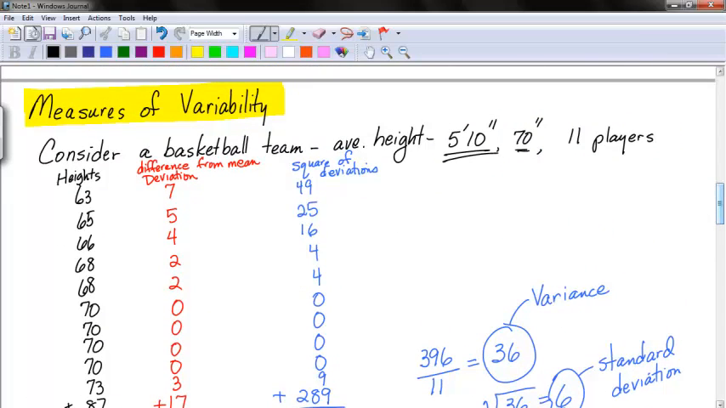Okay, type in the 63 and enter. 65, 66, 68, 68, then you have 4 70s. Okay, and then we have a 73 and an 87. Whoops, I made an error. 73 and an 87. Okay, now go back to the home screen, second function QUIT.